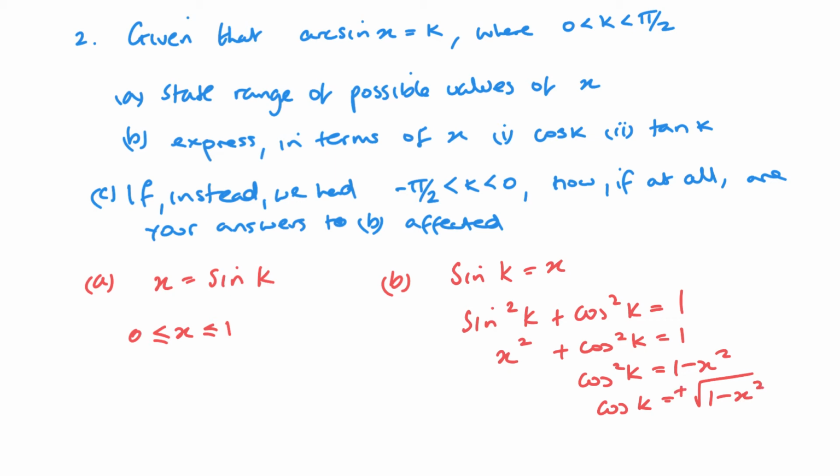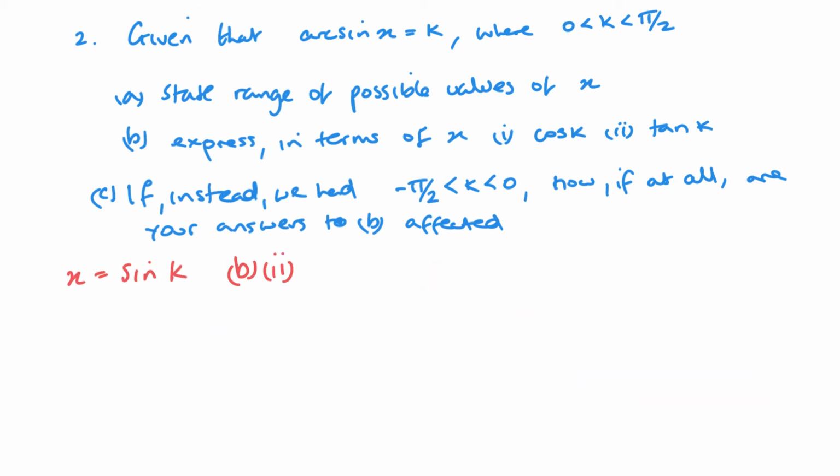Now, I would be thinking of plus and minus here, but think of which quadrant it's in. It's between 0 and 90 degrees. In that quadrant, cos is positive. Well, everything's positive, so we want the positive version of that there. And that's part 1 done.